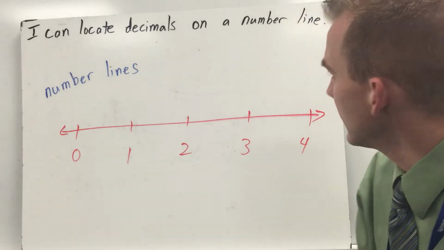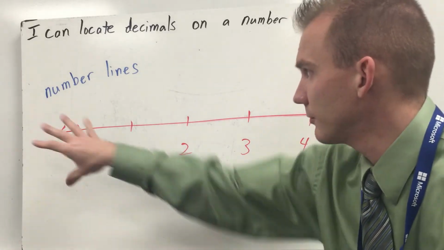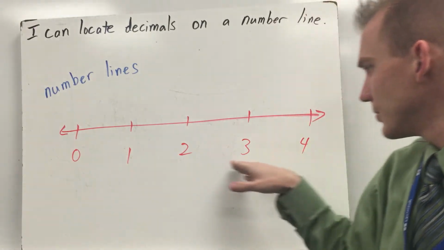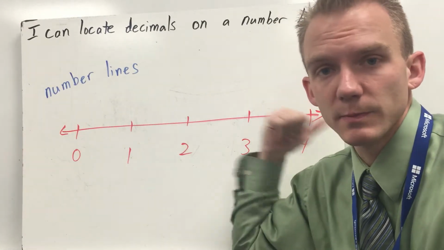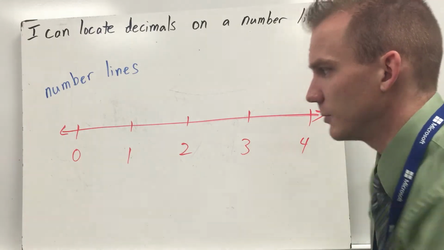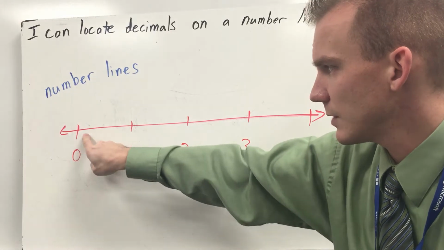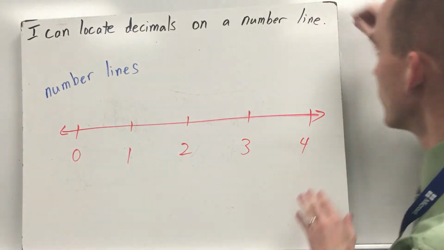I can locate decimals on a number line. So the first thing you want to review is what a number line is. That's where you have values such as 0, 1, 2, 3, and 4. It starts at the left and gets bigger as you go to the right. It goes on forever in both directions. And today you're specifically focusing in on decimals, which come in between your whole numbers.